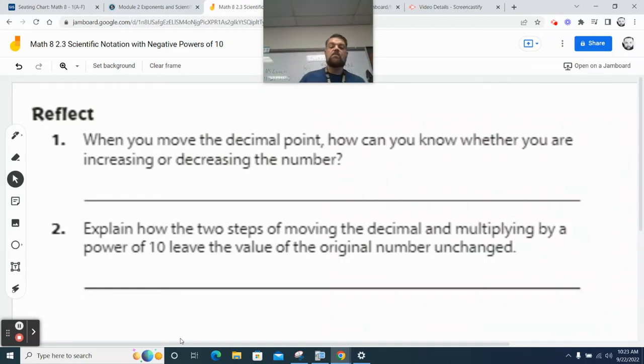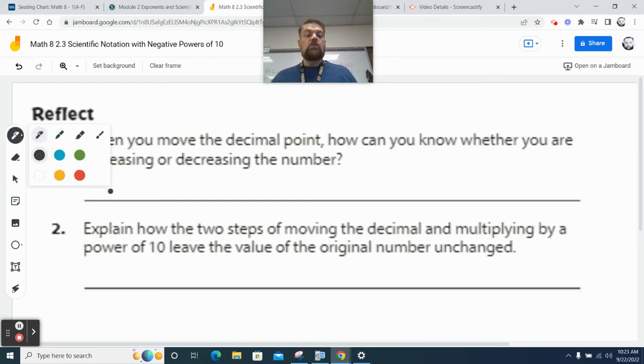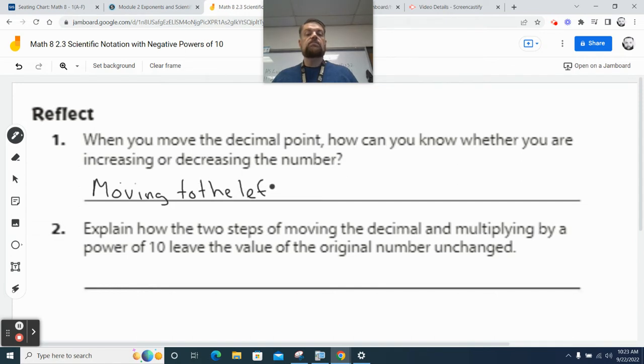So it says, when you move the decimal point, how can you know whether you are increasing or decreasing a number? So, let's see. Let's think about this. If I move it to the left, what happens? Well, yeah, but what does it increase or decrease? No, if you move it, it decreases. And what about if you move it to the right?